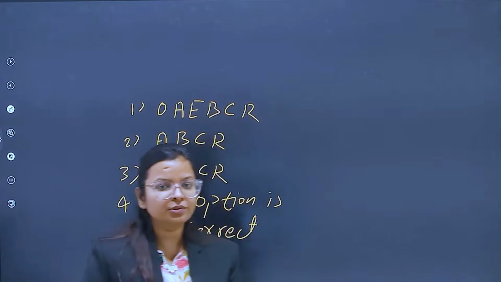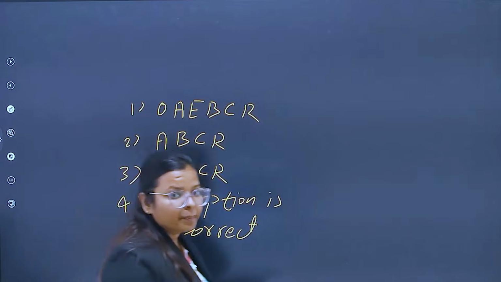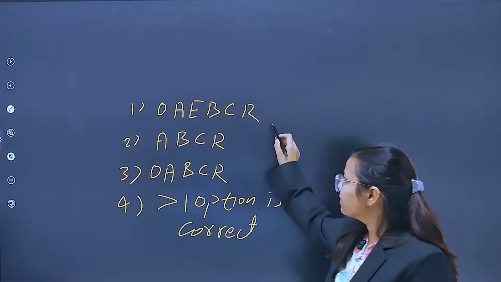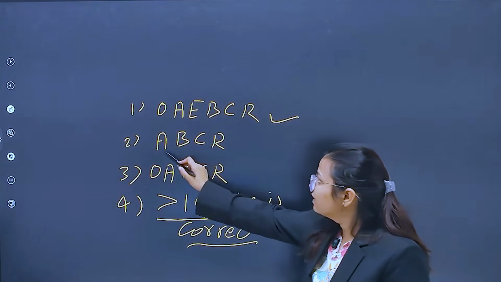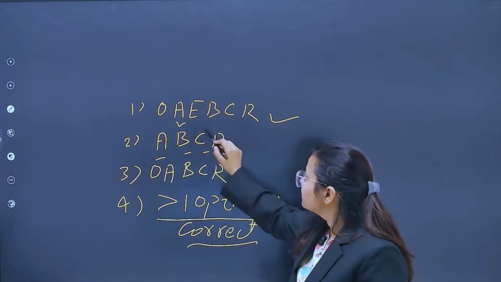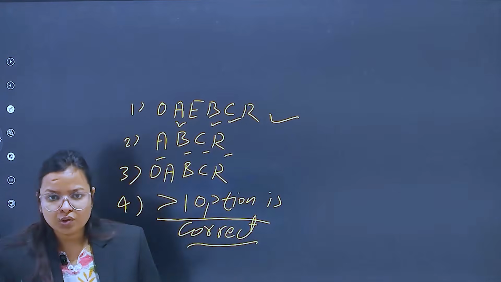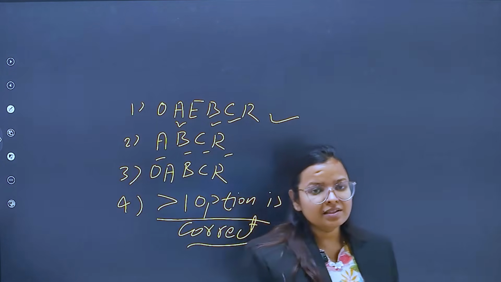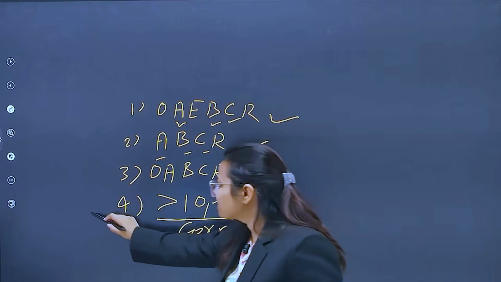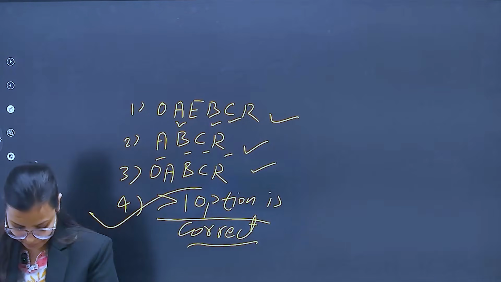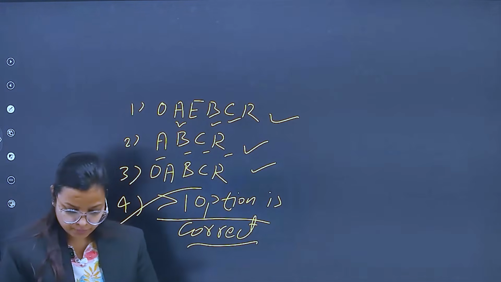So I told you that the correct sequence is O, A, E, B, C and R. But here an option is given: more than one option is correct. So what are the other options? A, B, C and R only, where O and E are not there. The organic layer is not always there, and the E horizon is not always there. So they can all be true, so more than one option is correct. Your answer will be 4. Okay, next question.